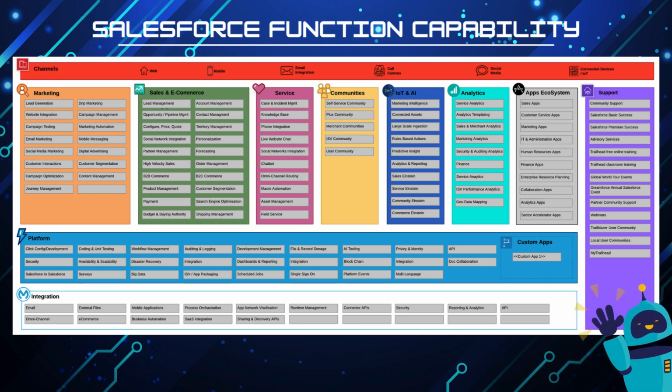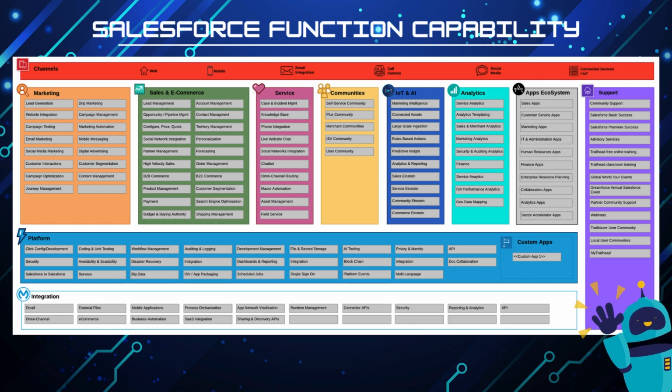Communities offers a customer or partner portal where users can log in to respond to cases, check order statuses, and access the knowledge base, chatbot, and other tools. It's essentially a website and portal in one. The IoT and AI functionality has expanded rapidly, bringing predictive insights into sales, service, marketing, and communities. One example is opportunity scoring in Sales Cloud, which analyzes the sales pipeline to show which opportunities are most likely to convert based on prior data.